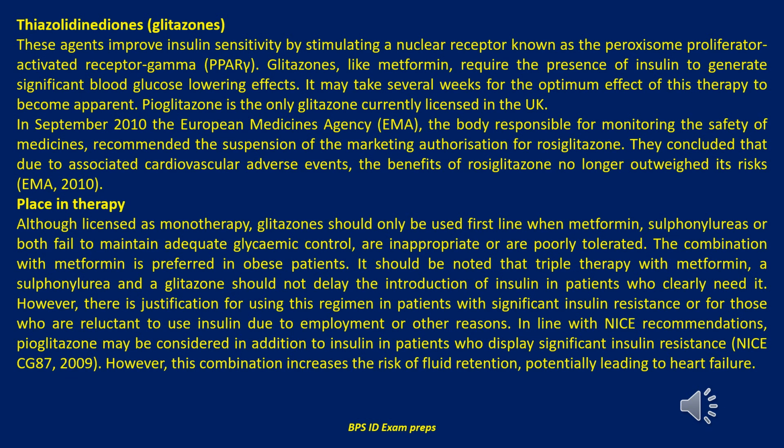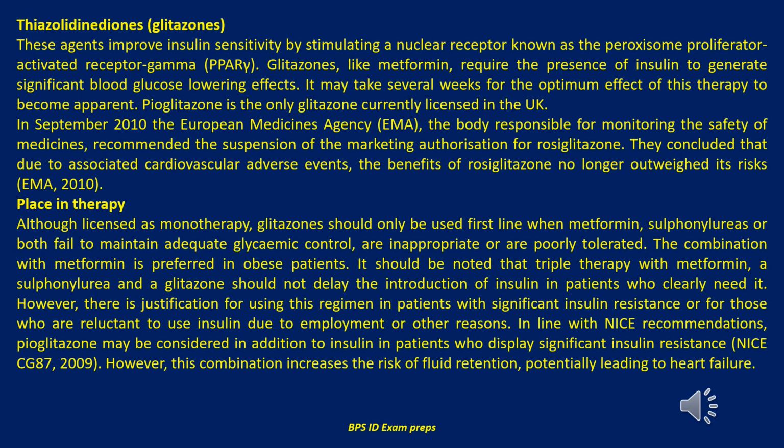Regarding their place in therapy, although licensed as monotherapy, glitazones should only be used first-line when metformin, sulfonylureas or both fail to maintain adequate glycemic control, are inappropriate or are poorly tolerated. The combination with metformin is preferred in obese patients. It should be noted that triple therapy with metformin, a sulfonylurea and a glitazone should not delay the introduction of insulin in patients who clearly need it.